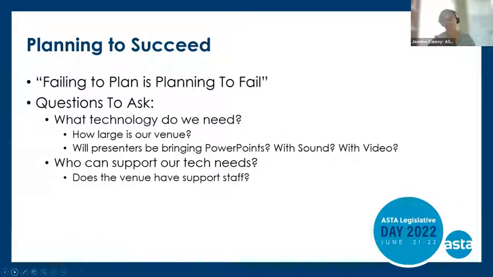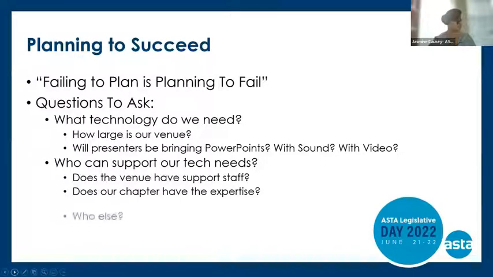Does the venue have support staff? If the venue does have support staff, such as an AV team or some sort of third-party contractor that they use, then are you going to be able to utilize them and at what cost? Does your chapter have the expertise? Do you have someone in your chapter who is good with audio-visual items, and can they help alleviate some of that cost? And then last but certainly not least, who else?